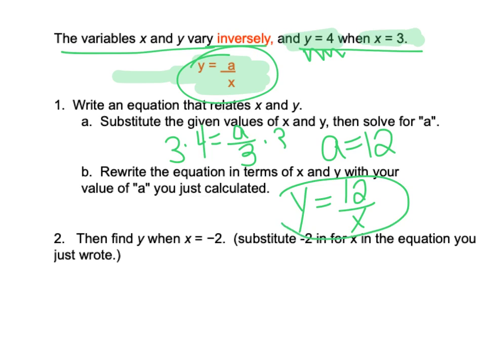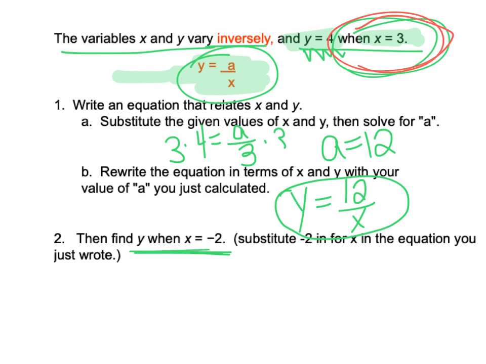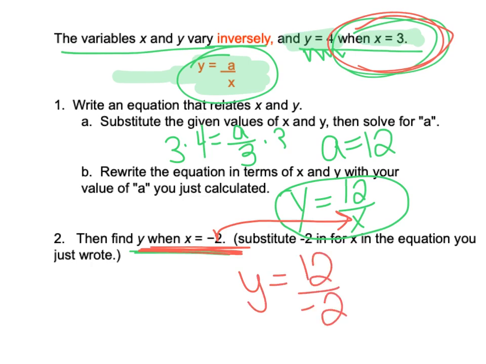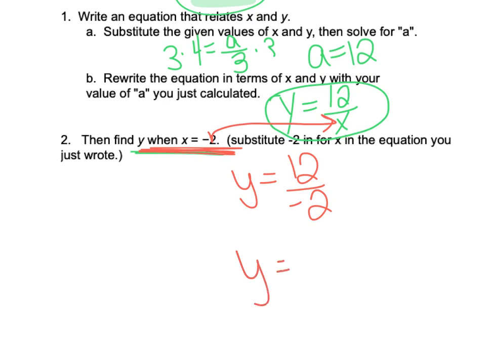So here's my equation. So now that I know that they vary inversely, and my a value is going to be 12, I can write my equation. And then the last thing it says is find y when x equals negative 2. Well, all right, I know what y is when x equals 3 because that's up here. They told me that x is 3 when y is 4, but I want to know when x equals negative 2. So all I have to do is substitute my negative 2 in there, and I get y equals 12 divided by negative 2, or y equals negative 6.